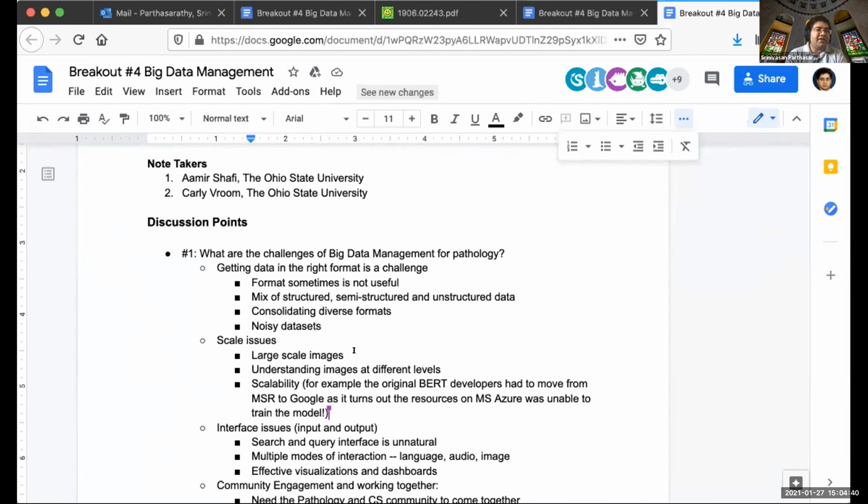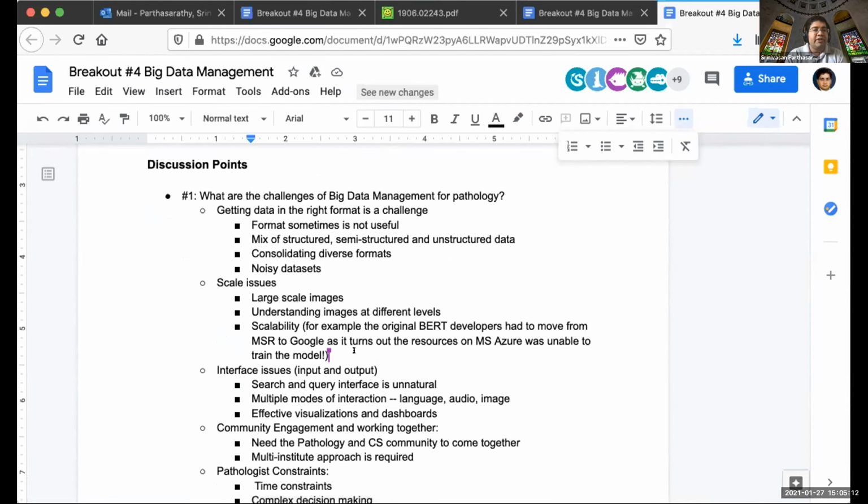One of the first things that we heard from several of the pathologists in the room is getting data in the right format is a big challenge. And sometimes format can come in the way in some senses. We talked about the fact that there's often a mix of structured, semi-structured, and unstructured data sources. Consolidating these diverse formats, and there are also various sources of noise that one has to accommodate. And we heard that from some of the talks that folks described.